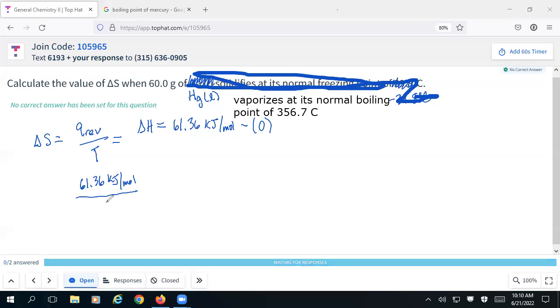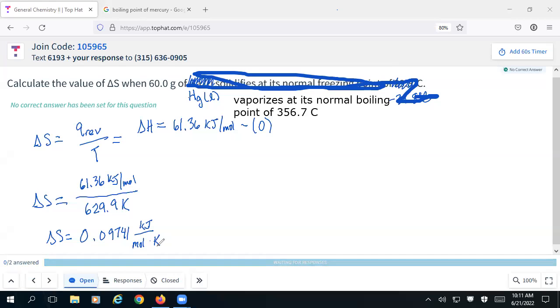Temperature value, 356.7 degrees Celsius plus 273.15 makes 629.9 Kelvin. And so if we divide those values by each other, we would get 0.09741 kilojoules per mole Kelvin.